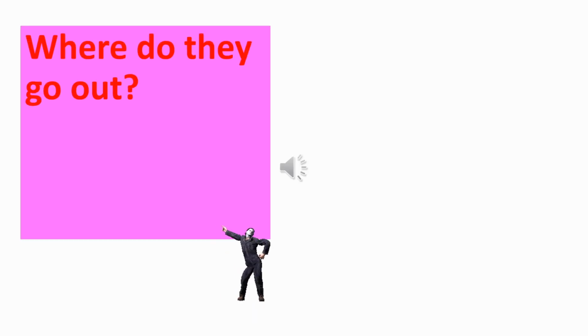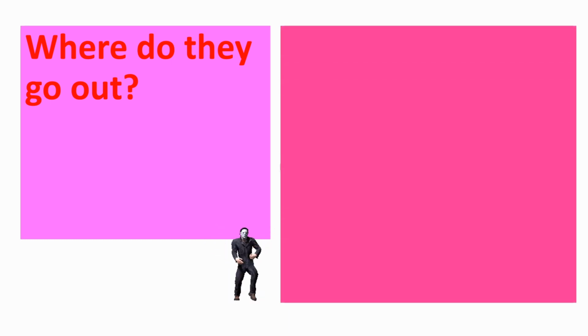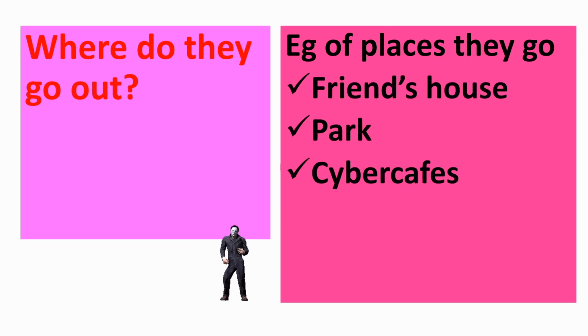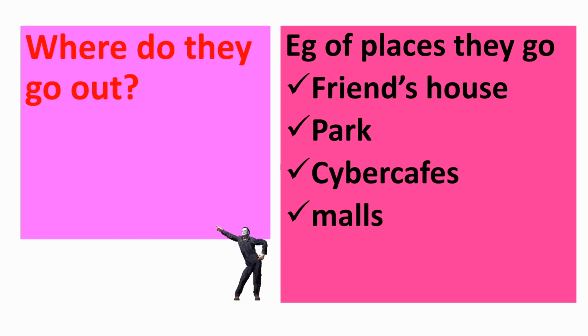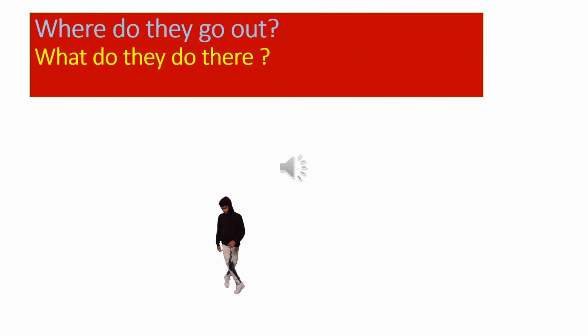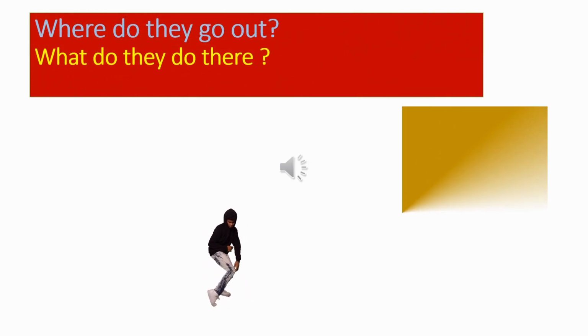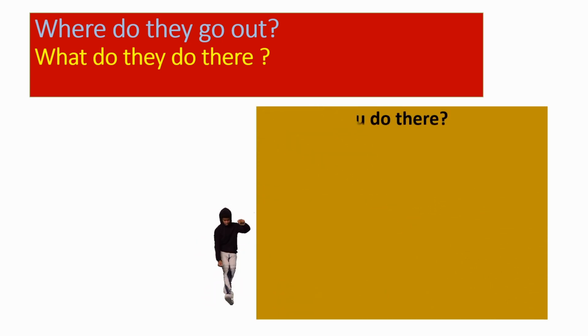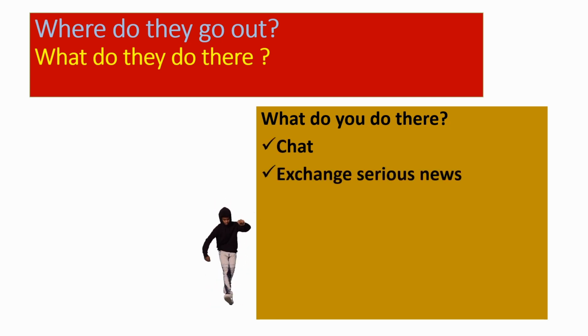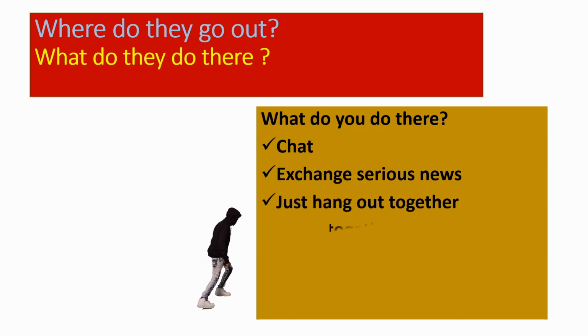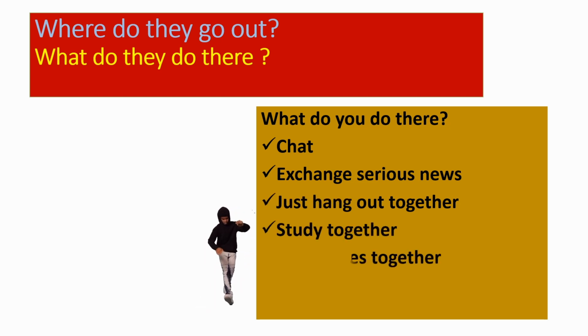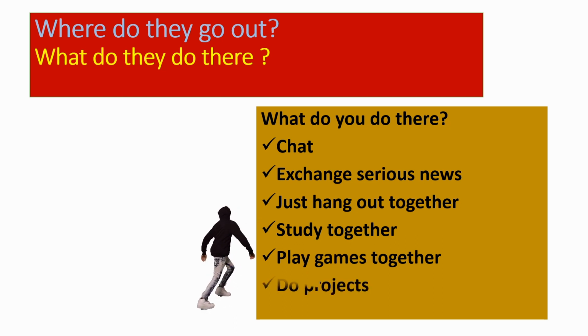Second point, where do they go out? Again, you make a draft. Example of places they go: friend's house, park, cyber cafes, and the malls. And then only you make the attempt of writing. Last point, what do they do there? It means when they go out to that certain place, what do they do there? My advice is, again, you make a draft. Example, chat, exchange serious news, just hang out together, study together, play games together, do projects.